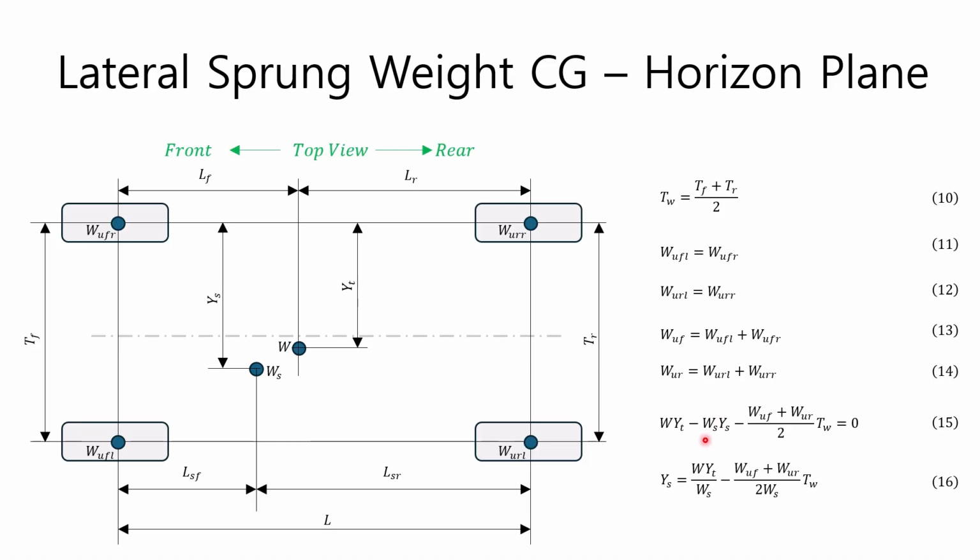the second term, the moment generated by the sprung weight, WSYS, and the third term, the moment generated by the unsprung weight. By rearranging equation 15 for the horizontal distance ys from the longitudinal line passing through the center of the left tire to the center of gravity of the sprung mass, equation 16 can be obtained.